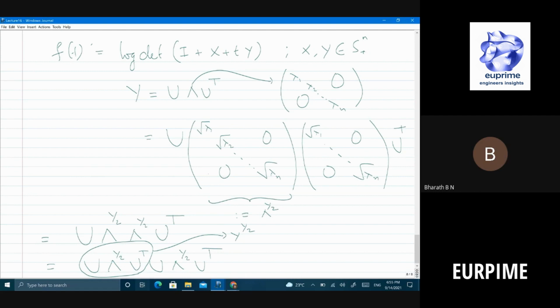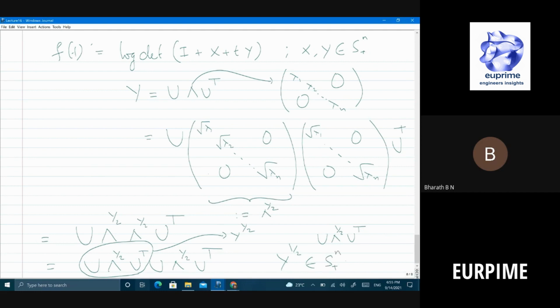So now what can you say about this y power half matrix? What is y power half? It's u lambda power half u transpose. Do you think it's symmetric? Obviously, if you take the transpose of this, you'll again get u lambda power half u transpose, right? Lambda power half is the square root of lambda 1, lambda 2, and so on, diagonal, right? It's positive semi-definite, obviously. So there is no problem. So y power half also belongs to Sn plus. Do you agree with this?